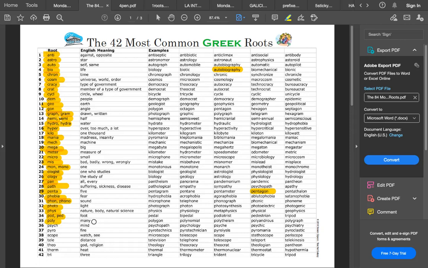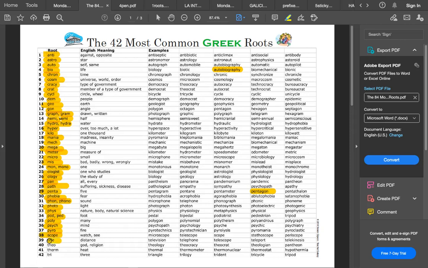Poly is many. So polygon, a polynomial, polytheist. Psycho or psych means mind. So psychopath, psychology, psyche, psychic, psychiatric. Pyro is fire, pyrotechnics, pyrotechnician. I'd love to do that. Scope is a watch. So microscope, telescope.